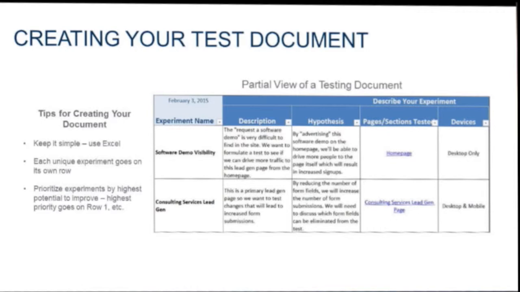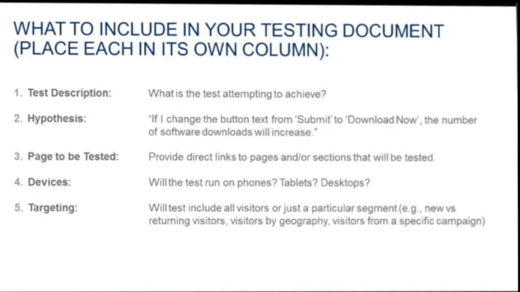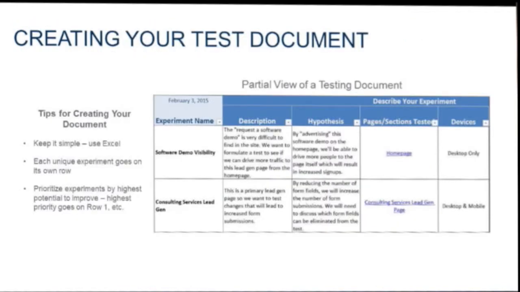So what do you put in these columns? I've got 12 suggestions for what you should put in each of those columns. The first one is the test description. So describe what you're trying to achieve. You see, if we go back to this example, this first one here, software demo visibility. So, give a description of what you're trying to do.